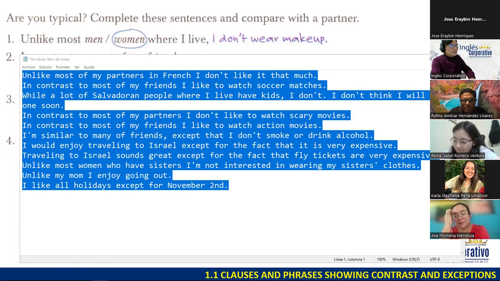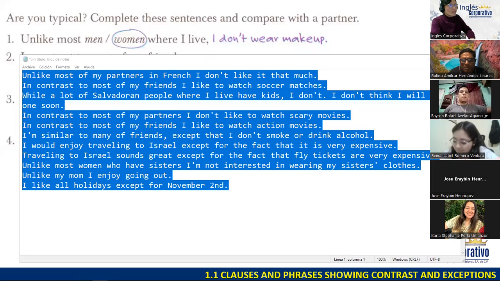Ahí les compartí los ejemplos. Yo lo que siempre les digo es, váyanse al chat y abran el mensaje y solo tomen captura de pantalla para que les queden todas las oraciones como ejemplo, ¿verdad? Vaya, chicos, I'm going to continue here.